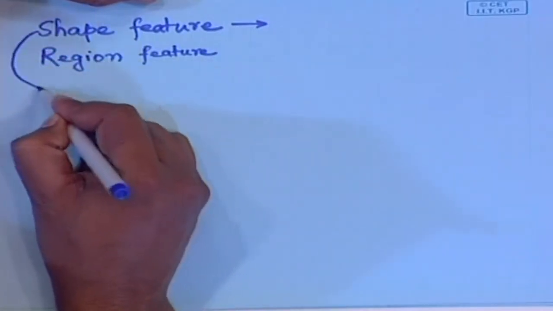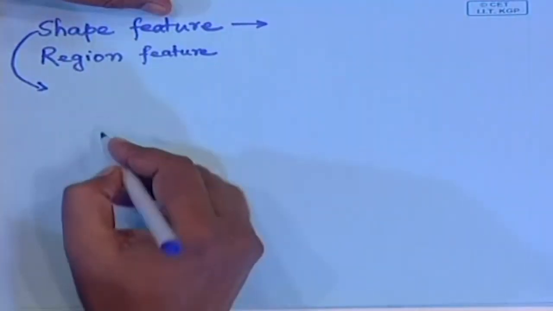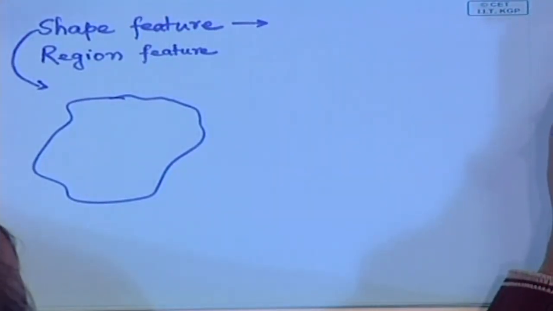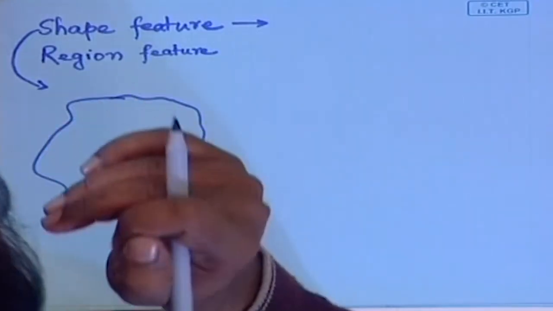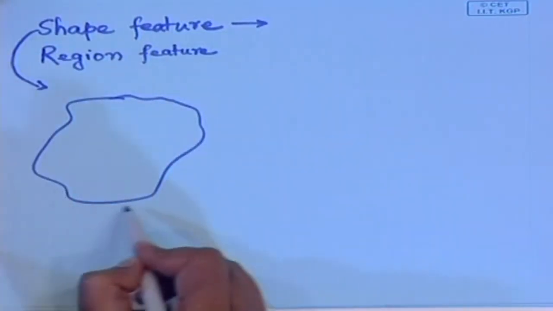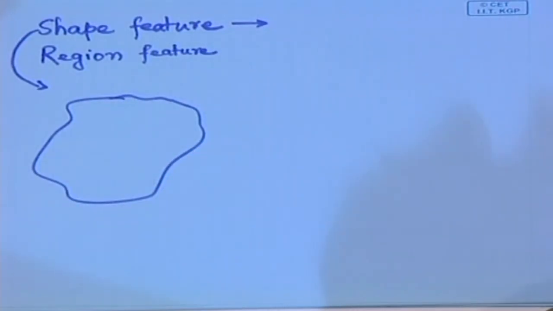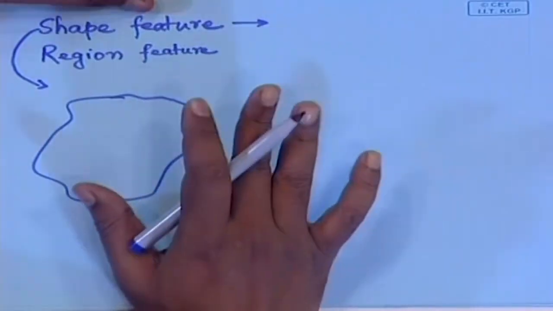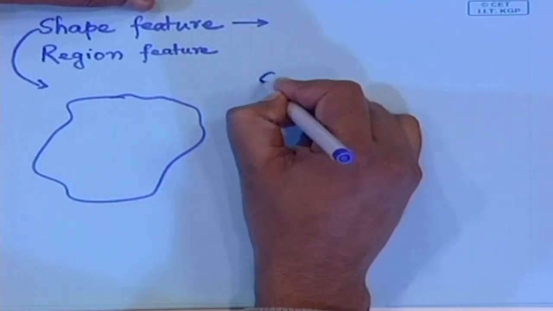So first, let us concentrate on the shape feature, or shape based feature. Suppose we have an arbitrary shape like this. Earlier we said that whenever we want to detect a shape feature, it is not necessary to know what is inside. If I code only the boundary of this shape, that is sufficient to tell me the shape feature. One of the descriptors which can be used to represent this particular shape is what is called a chain code.